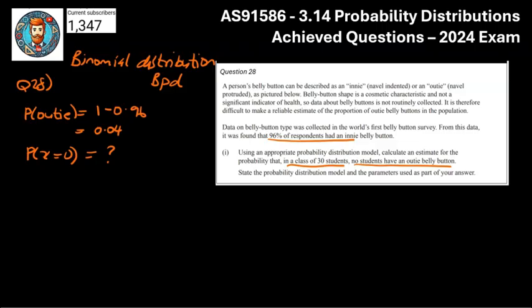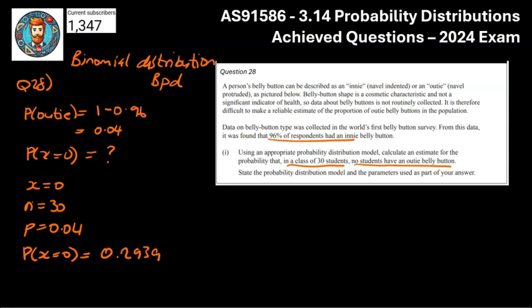So from our context, we know that x equals 0 because we're trying to find out 0 outies. N equals 30, that's our trial numbers, that's each of the 30 students in the class, and the probability of a single student having an outie was 0.04, and when you plug all of that into your binomial distribution point mode on the calculator, you get 0.2939. So if you don't know how to use the calculator for this stuff, let me know in the comments and I can reply with a video of me showing you how to use that.